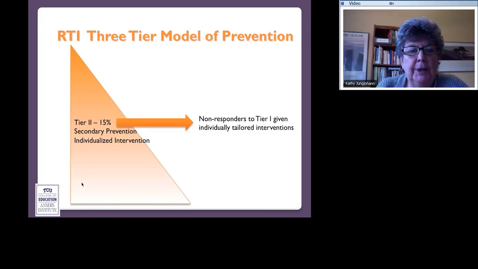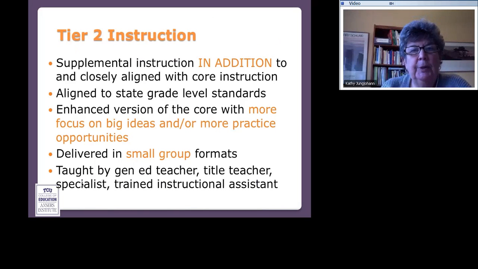As we move to Tier 2, which is our secondary prevention, this tier utilizes more individualized interventions for non-responders to Tier 1. So students who aren't fully being served in a Tier 1 arrangement will move to a Tier 2 level. And Tier 2 instruction can be described as supplemental instruction. And this supplemental instruction is in addition to but closely aligned with the core instruction. Therefore, it should also be aligned with state grade level standards.